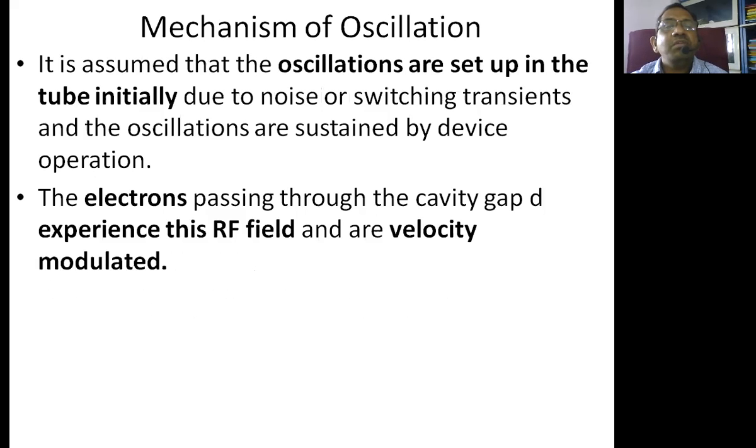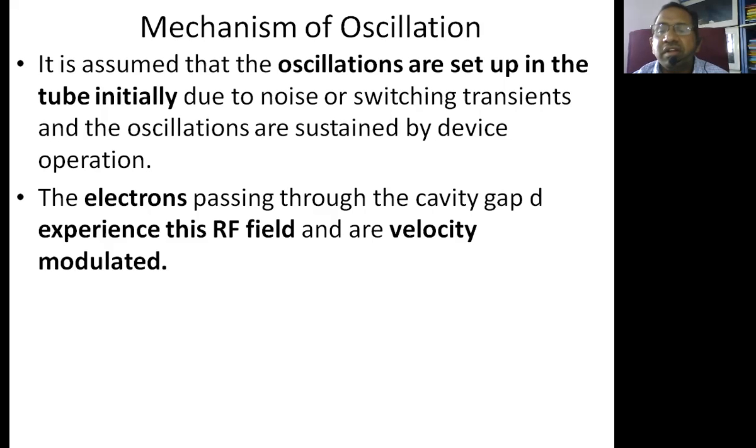Now, what is the mechanism of generating the oscillations? It is assumed that the oscillations are set up in the tube initially due to noise or switching transients, and the oscillations are sustained by the device operation. As usual, every oscillator will not give the output signal immediately after you apply the power supply. After a certain time only, we are going to get the sustained oscillations. Here also the same thing happens. Initially oscillations get set up due to noise, which are not stable in nature.